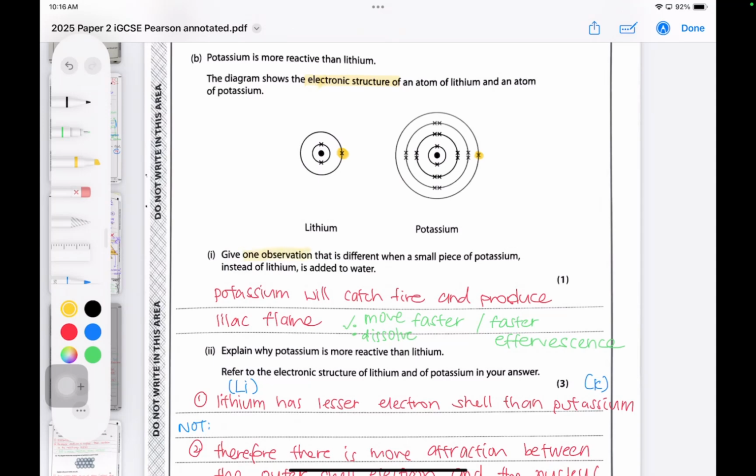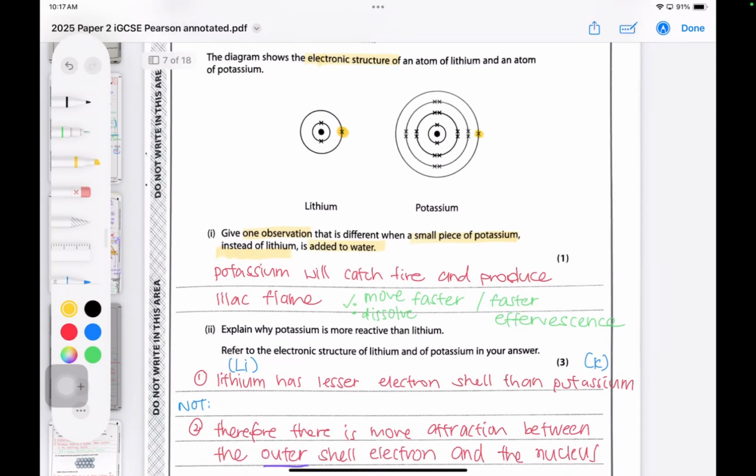Give one observation that is different when a small piece of potassium instead of lithium is added to water. Now, as previously mentioned in part 1 of the video, the only time you see flame is when you add a piece of potassium to the water. Anything below potassium, cesium, rubidium, gets more and more explosive, not just flame. You can basically shatter some glassware in your science lab.